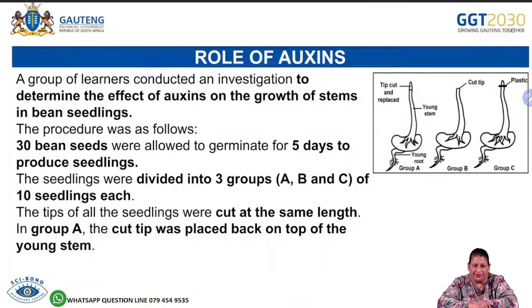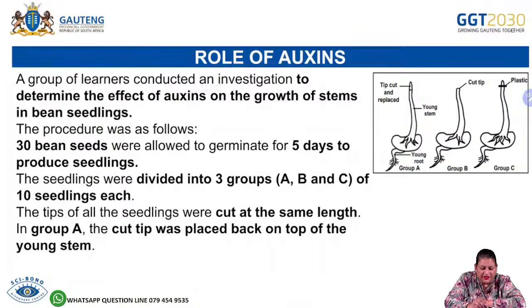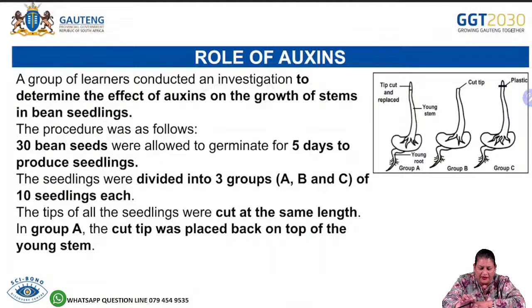Now comes the tricky part, and that is all your investigative questions. So we're going to look carefully at the investigative question, analyze it, and then interpret it. Okay, so let us read. We're still going to look at the role of auxins. A group of learners conducted an investigation to determine the effect of auxins on the growth of stems in bean seedlings. Right, learners? So we're going to look here at 30 bean seedlings that were allowed to germinate for 5 days to produce seedlings.